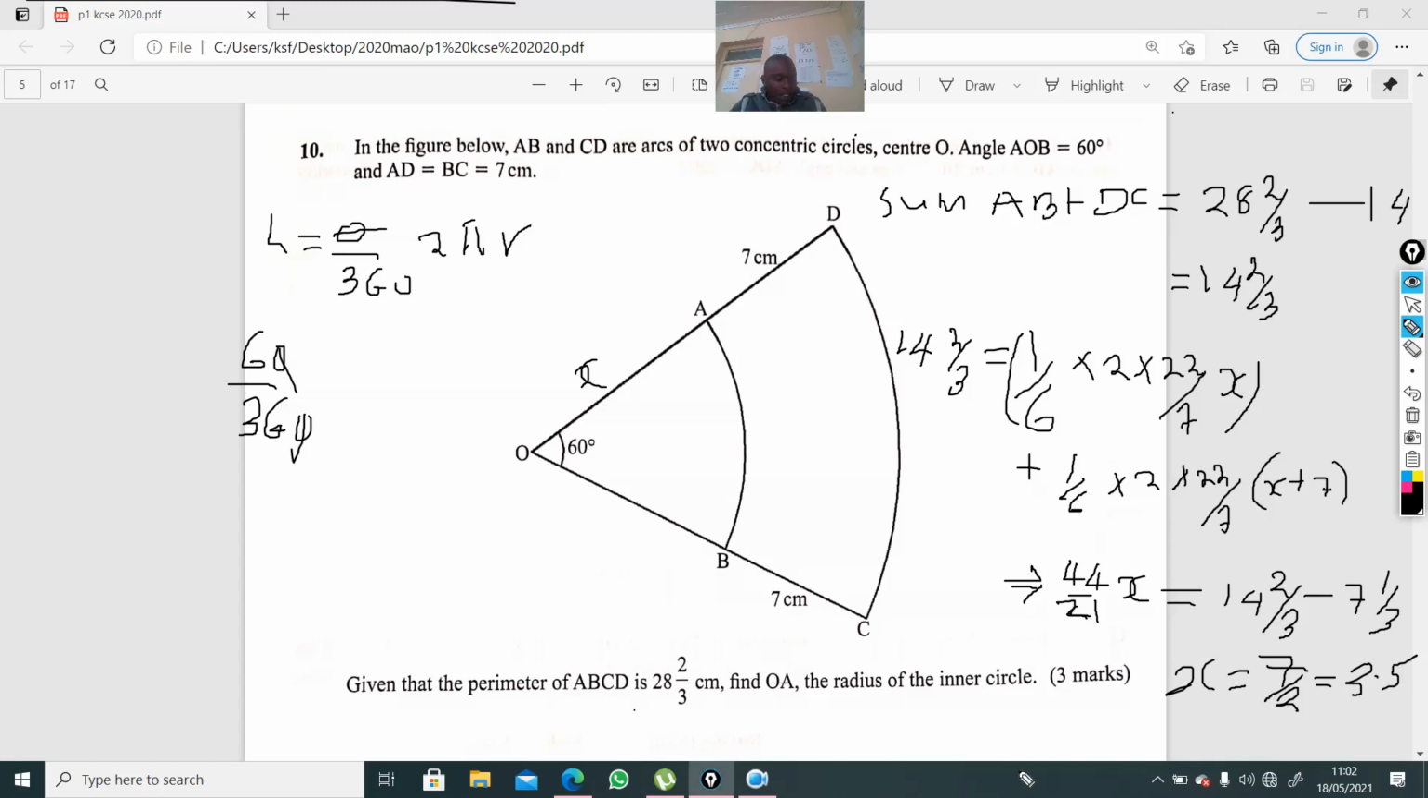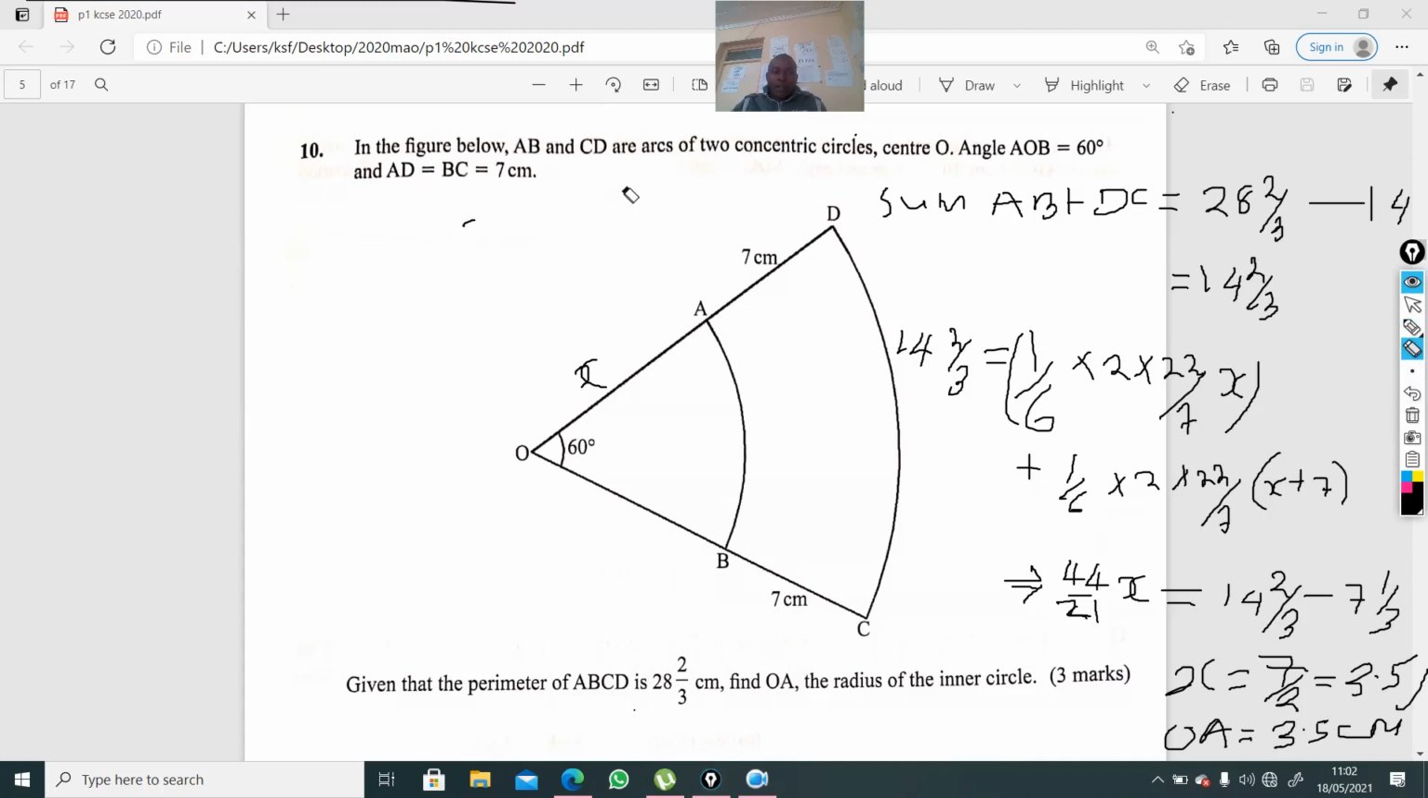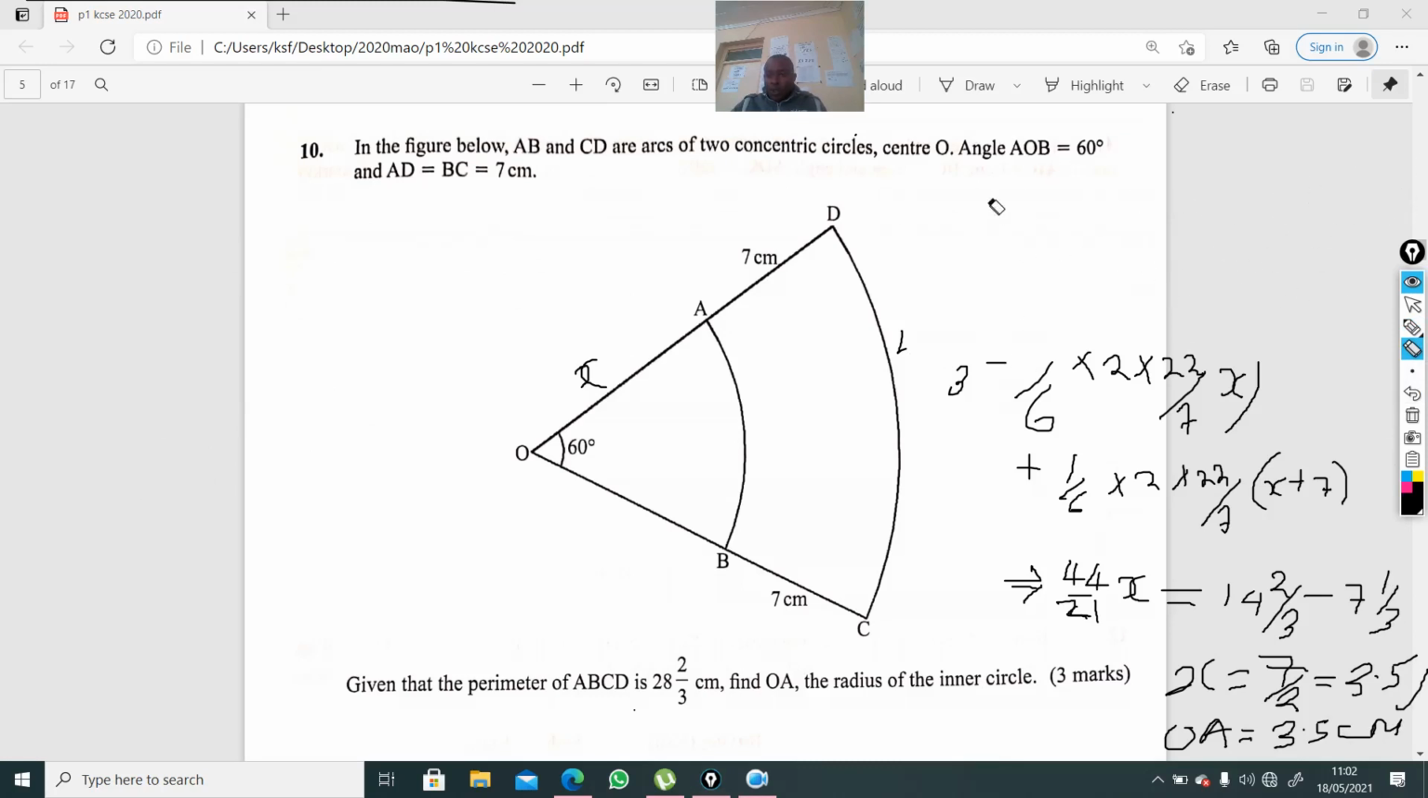So the radius OA would be equal to 3.5 centimeters. Just arrange that and you get the correct answer as such. So that is what you were required to do in question number 10. It needed some thinking.